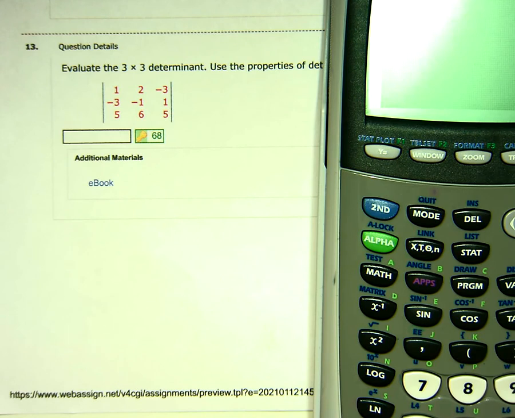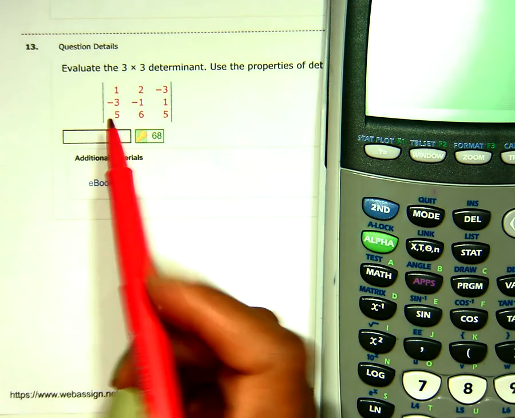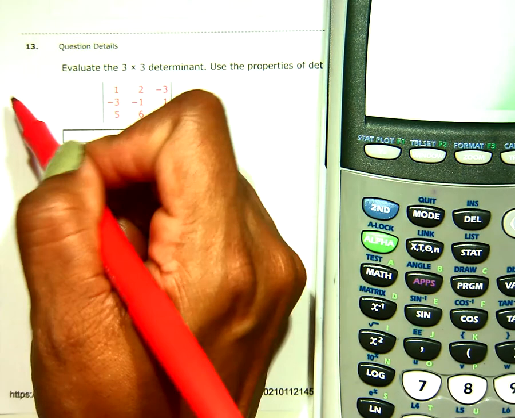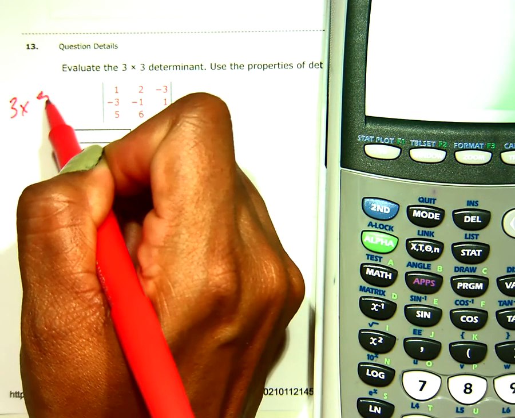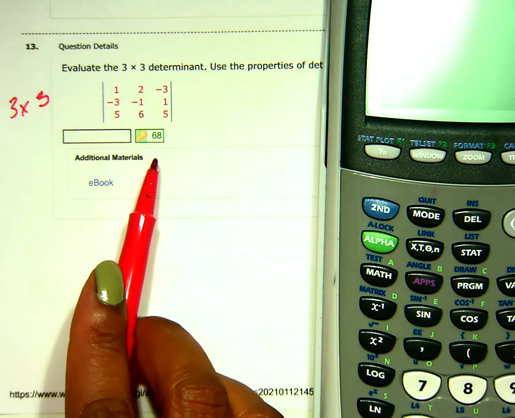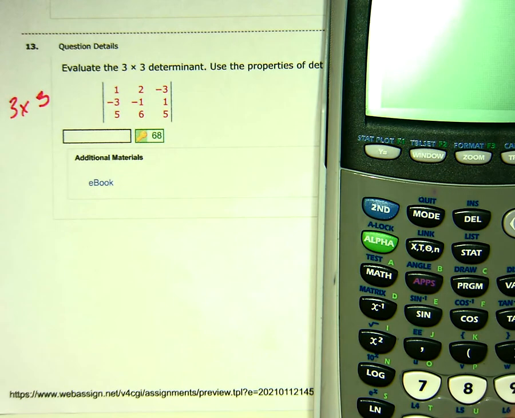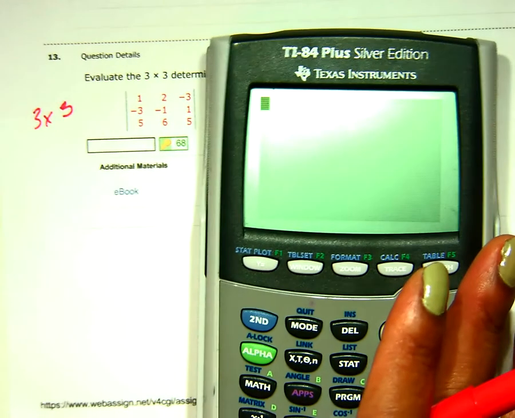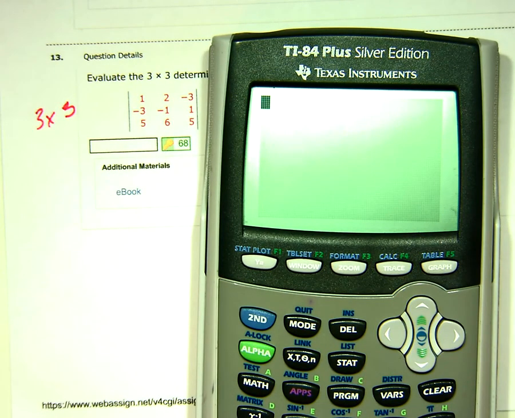So 13, what type of matrix do you think that is? So we have 1, 2, 3, 3 rows and 3 columns. So this is a 3 by 3. We already know that the answer is going to be 68. So let's figure out how to put that in. We're trying to find the determinant.